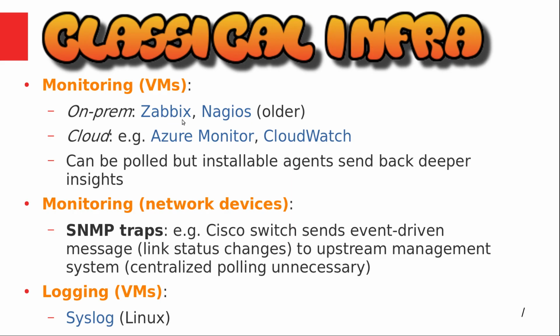And on-prem, the ones that you're going to hear most of the time, Zabbix is like the leading product right now. And it's open source, I think. An older one, which is still used quite frequently, is called Nagios. So these are the two names you're going to see. Go ahead, go look them up and do your own research. I just want to let you know.